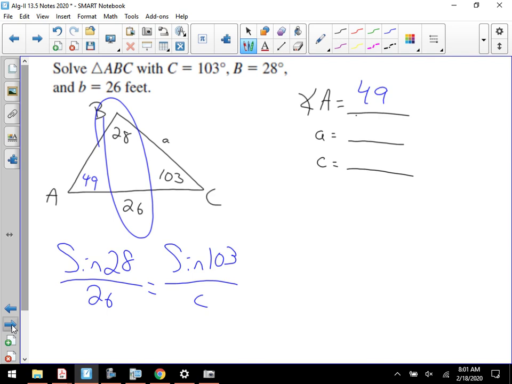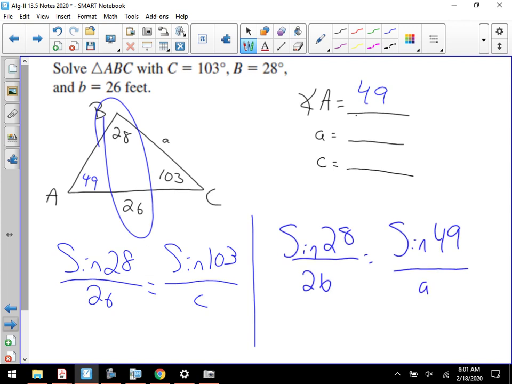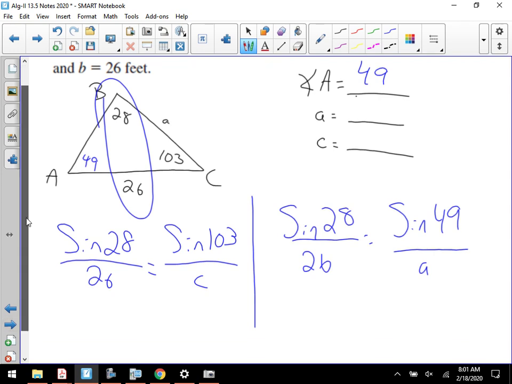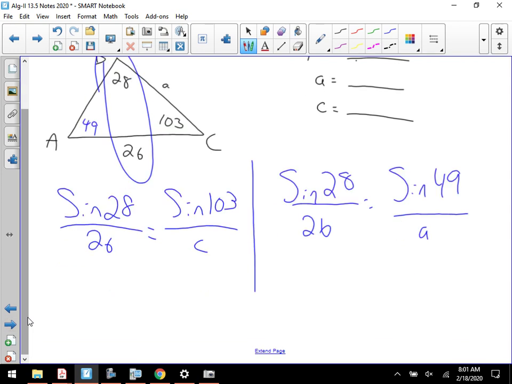I do that again to find little a. Sine of 28 is to 26 as the sine of 49 is to a. Lot cross multiplying, correct. Now, in this case here, you'll start to realize that your variables, if you're solving for a side, are usually going to be in the denominators. If you're solving for an angle, we have to do other stuff as well.